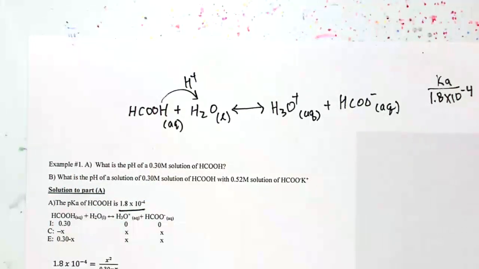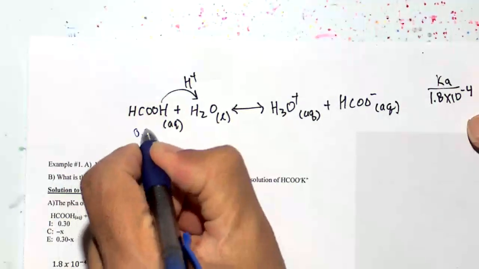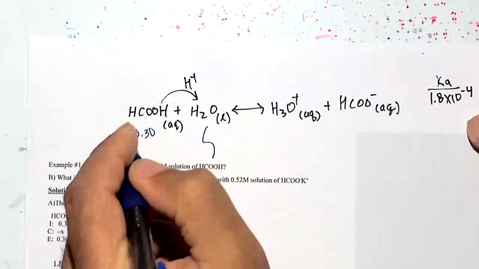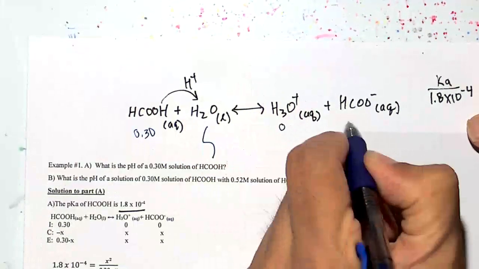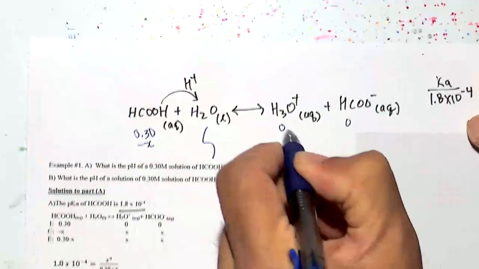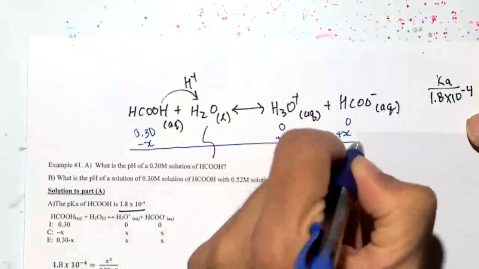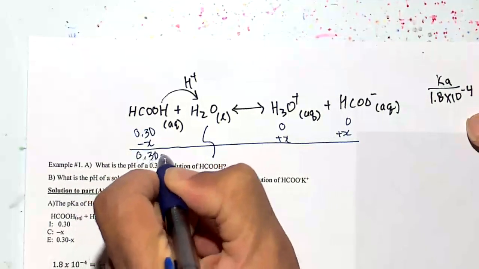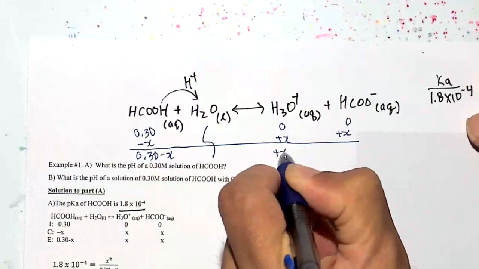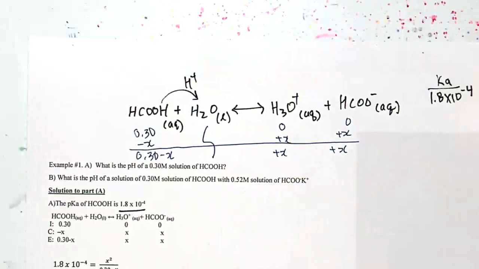All right, so we did these types of problems in chapter 15. So this is 0.3 molar. Okay, we don't care about the liquid. This is 0, this is 0, this is minus x plus x plus x. So this would be 0.30 minus x, plus x, and plus x.